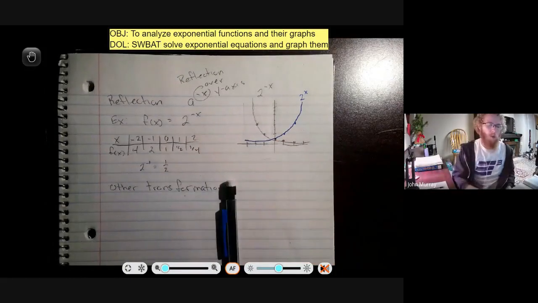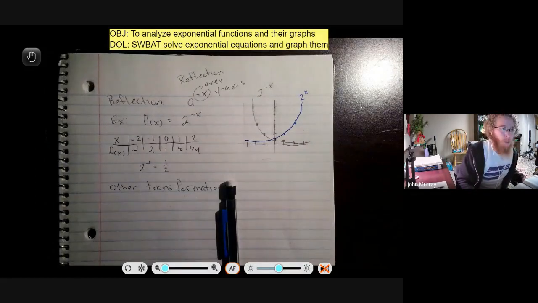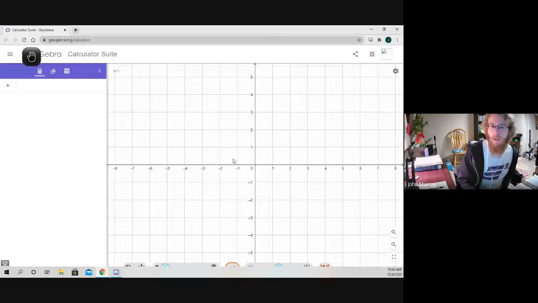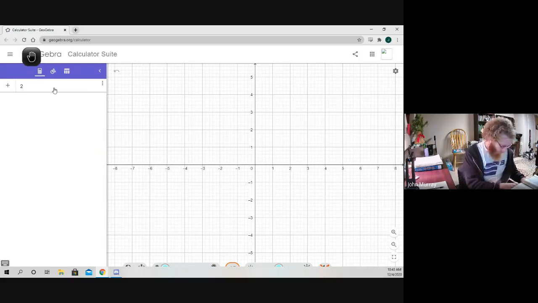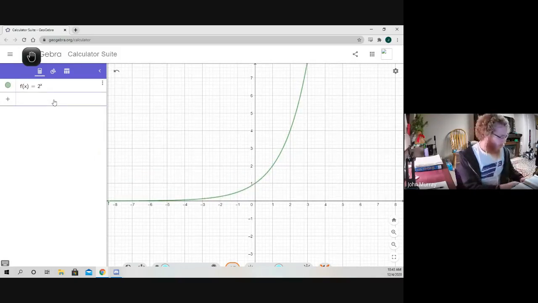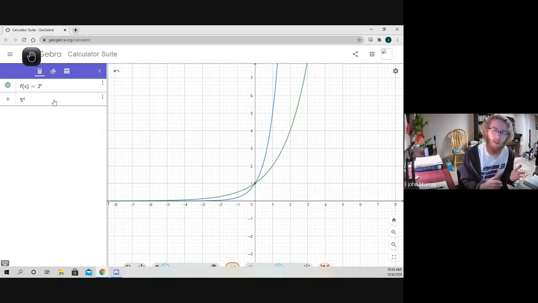Well, first, let's take a look at what happens when we change the base. So let's take a look at 2 to the x, since we looked at that yesterday. All right, so there's our normal exponential 2 to the x. If I change my base, let's make it bigger. Let's make it 5 to the x. Okay, you can kind of see that it shoots up faster, right? We're multiplying 5 by itself instead of 2. Well, obviously, that's going to increase at a higher rate than the 2 will.